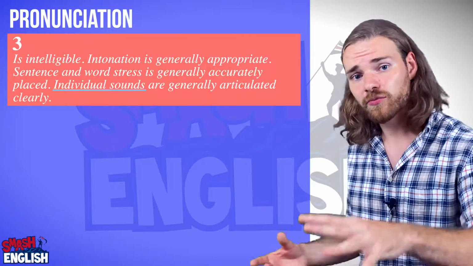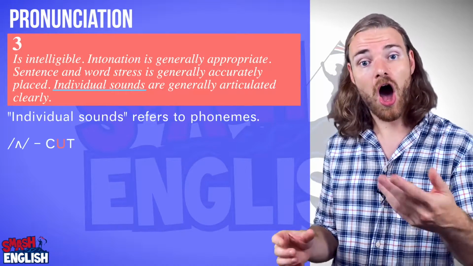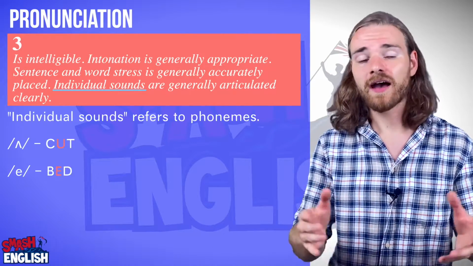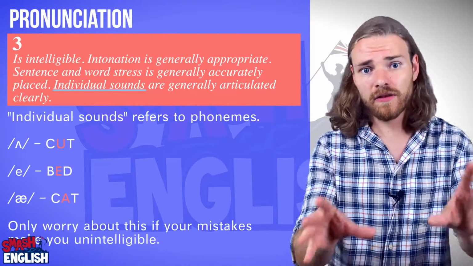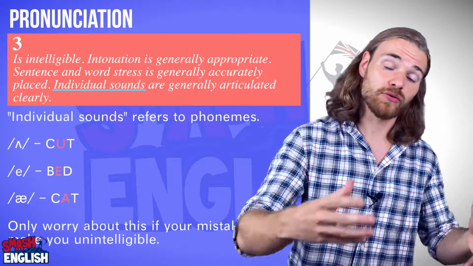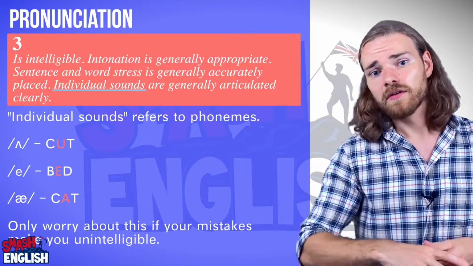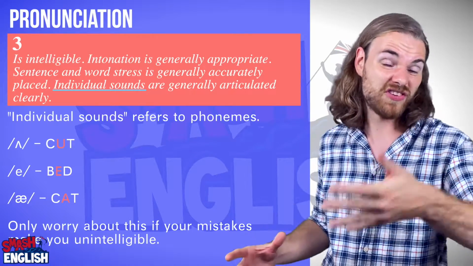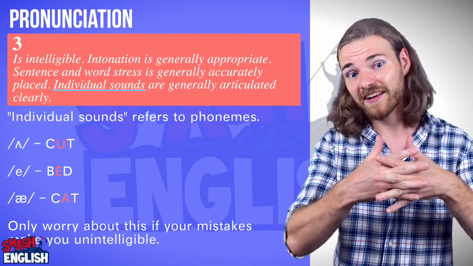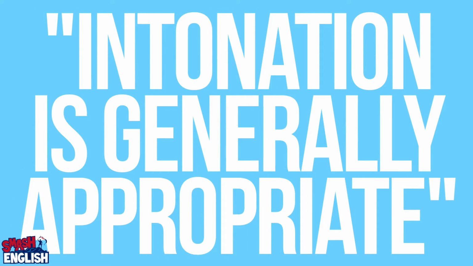Individual sounds refers to phonemes. Sounds like cut, bed, cat. If you get these individual sounds wrong, you might be unintelligible. And so being intelligible and pronouncing these single sounds correctly are connected. And we also have intonation is generally appropriate.